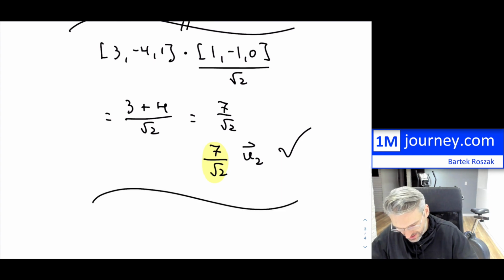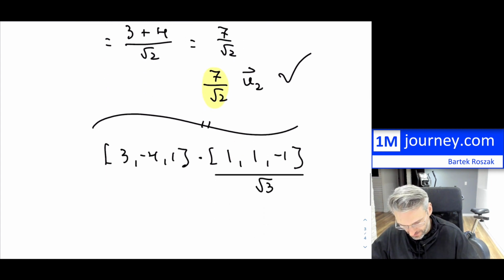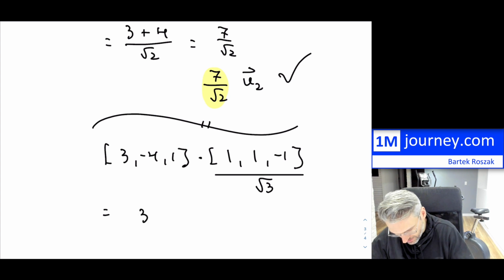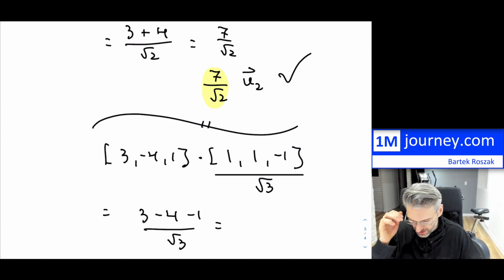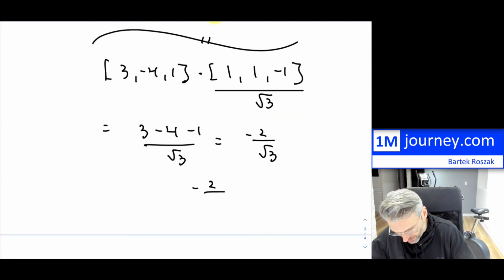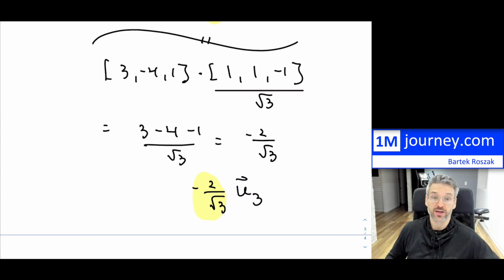And then finally, the last one, that's going to be 3, -4, 1, dotted with 1, 1, -1, all over square root of 3. So that's going to be equal to 3 minus 4 and minus 1 all over this. So 3 minus 4 is -1, so this is -2 over this. So that's my last component within there. This is going to be U3. So here it is. So here are all your components that you have with respect to your new coordinate system.